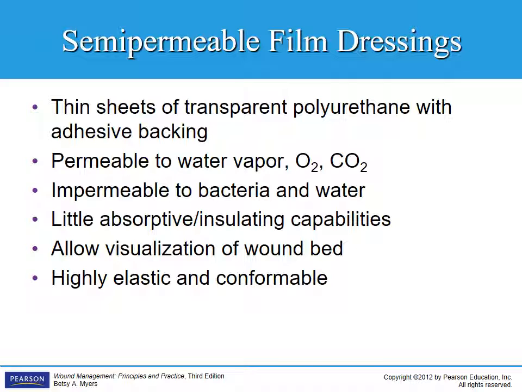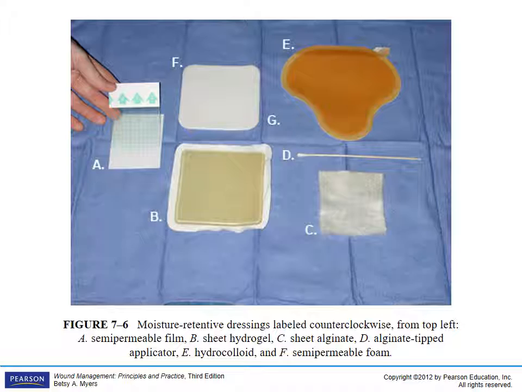It's highly elastic and conformable, so if you have a weird shaped wound, then this semi-permeable film dressing is a good one to use. These are some examples of moisture retentive dressings. The one I just talked about is A. So if you see the finger between that, that's a semi-permeable film dressing. Again, it just looks like a sheet of plastic wrap, but it's not a plastic wrap. It is semi-permeable. So B is a sheet of hydrogel.